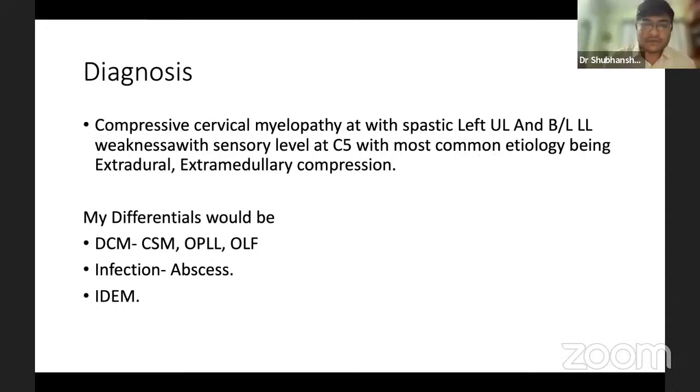Sir, should we use OPLL and OLF as diagnosis in clinical, because those are, I think, radiological diagnosis? Yeah. But then when he says degenerative cervical myelopathy, that again becomes a radiological diagnosis. So compressive cervical myelopathy, you could say likely degenerative, or could be something else like OPLL or OLF, in a very casual way. But if you say degenerative cervical myelopathy, you're as much talking of a diagnosis as you would of OPLL. So you'll have to tread softly.